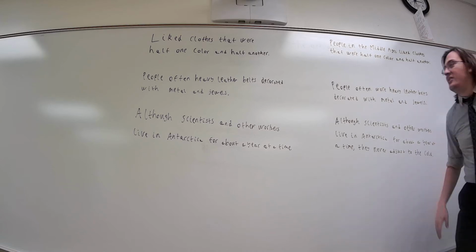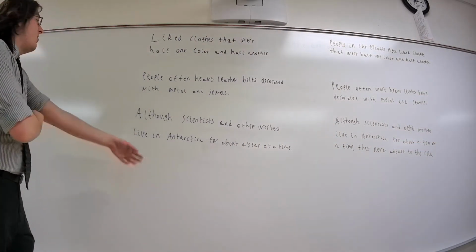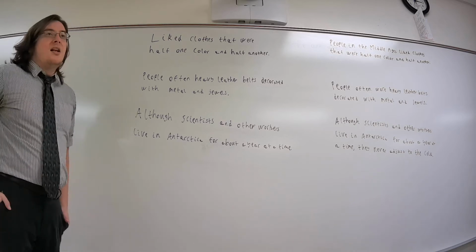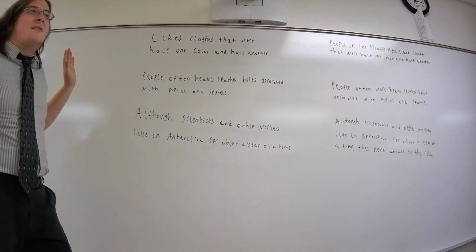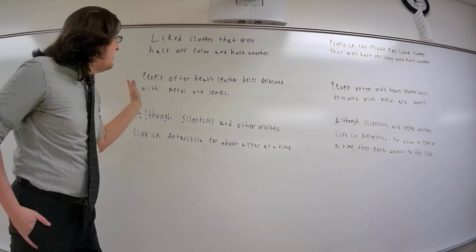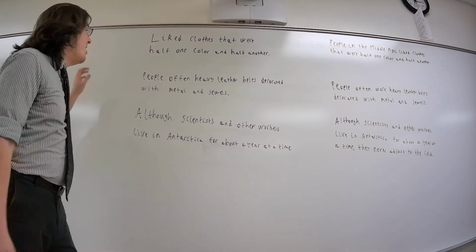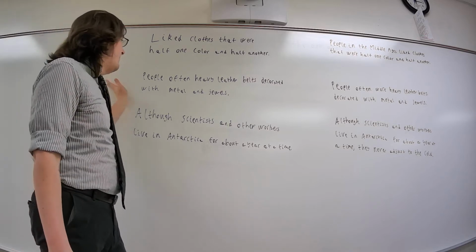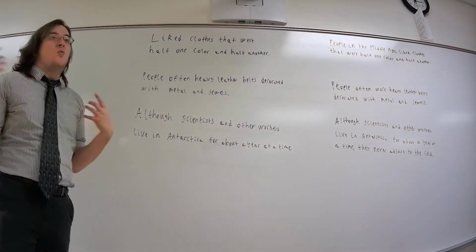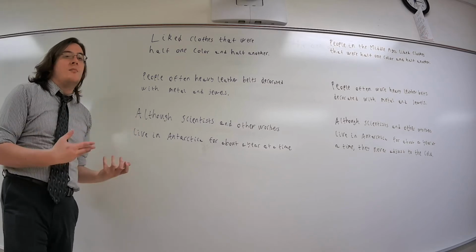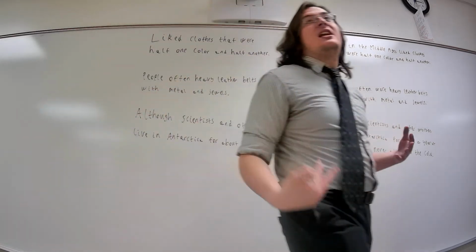Okay. Second example I picked: people often heavy leather belts decorated with metal and jewels. Now the issue with this sentence, we have a subject, but we don't have a verb. We don't know what these people often heavy leather, we don't know what the relationship is between these people and the heavy leather belts decorated with metal and jewels. We don't know because we don't have a verb. There's no action here. So to correct this sentence, we need to add a verb.